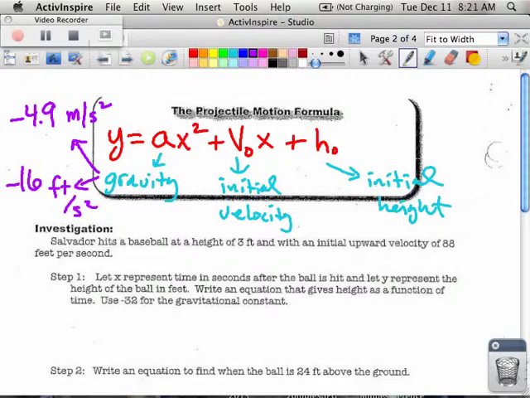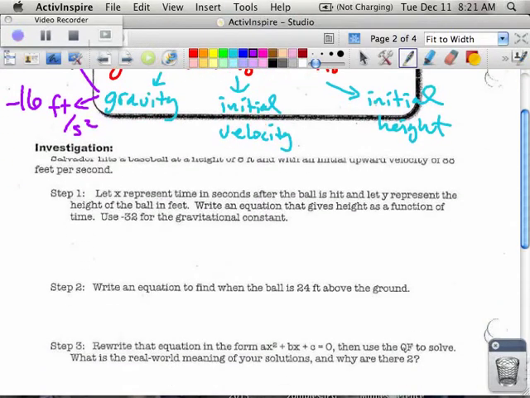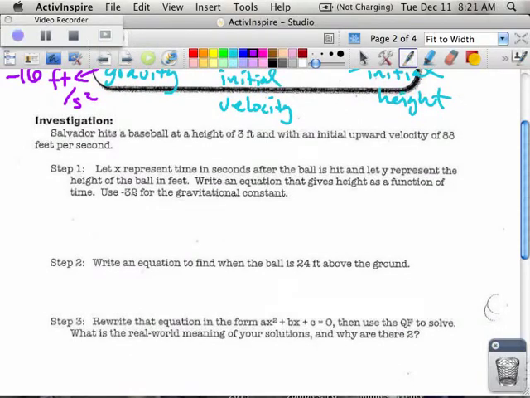So let's use this information with the numbers we know for gravity and fill out some information about this word problem. Salvador hits a baseball at a height of 3 feet with an initial upward velocity of 88 feet per second. We're going to let x represent our time in seconds after the ball's hit, and y is going to be the height of the ball in feet. We're going to write an equation that gives the height as a function of time and use negative 32 for the gravitational constant. That's kind of misleading, and you'll see what I mean shortly.